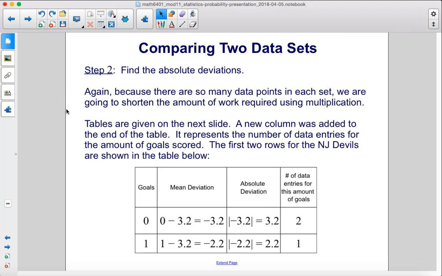Step 2, find the absolute deviations. Again, because there are so many data points in each set, we are going to shorten the amount of work required using multiplication. Tables are given on the next slide. A new column was added to the end of the table. It represents the number of data entries for the amount of goals scored. The first 2 rows for the New Jersey Devils are shown in the table below.